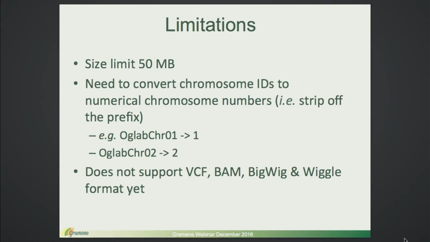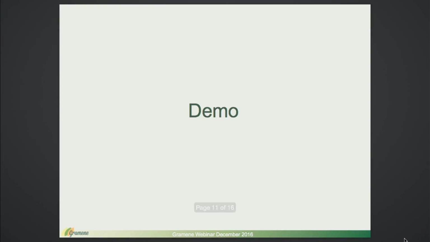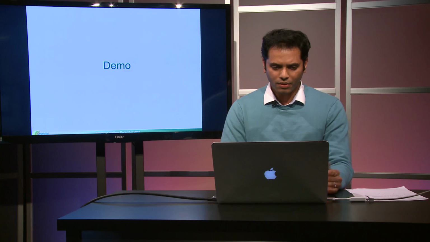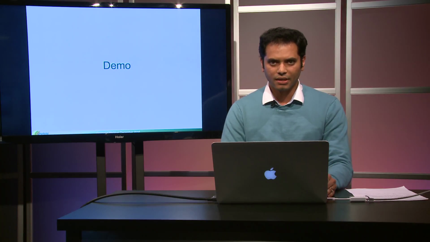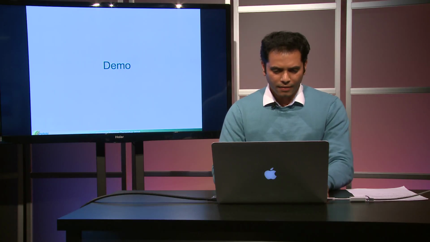So that's one of the considerations while you're running this tool on the genome browser. And currently the assembly converter tool doesn't support VCF, BAM, BigWig formats yet. That's another thing that will be available in future releases. With that, I'll switch over to a demo. I'll describe how you can run an analysis using a GFF input and a BED input.